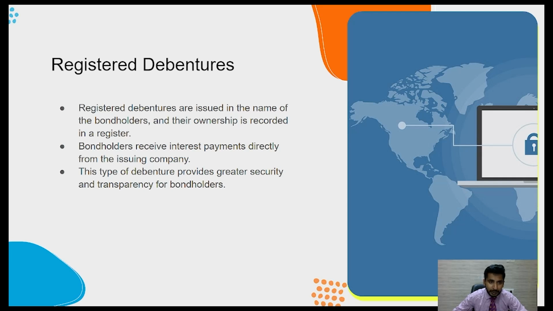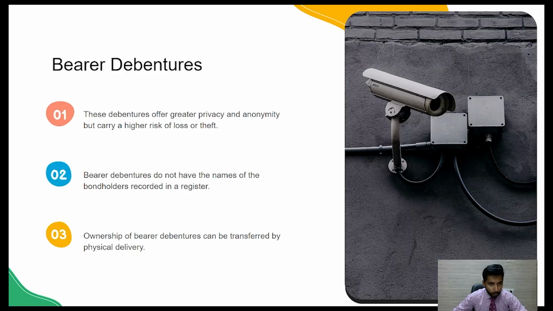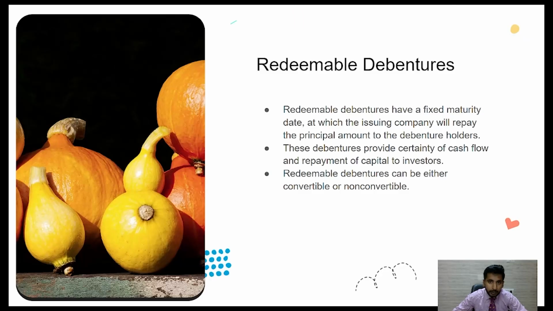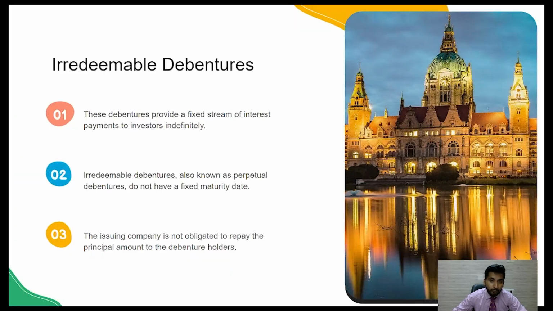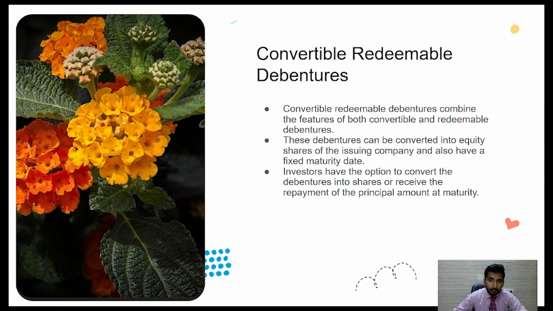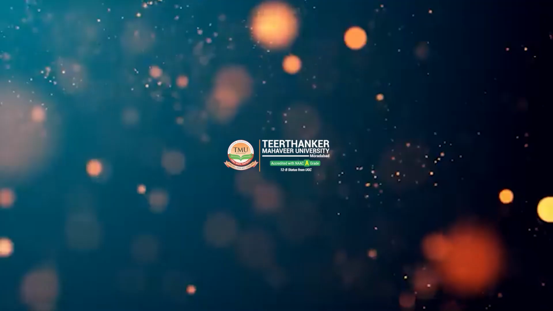Registered, which are registered under the name of the owner. Bearer, which are not registered under the name of the owner. Then comes the redeemable, which can be redeemed by the company over a period of time. Then the irredeemable, which cannot be redeemed by the company at any specified period of time and do not have a fixed maturity date. And also the convertible redeemable, which is the best of both worlds, that is the convertible debenture and the redeemable debenture. Thank you so much.